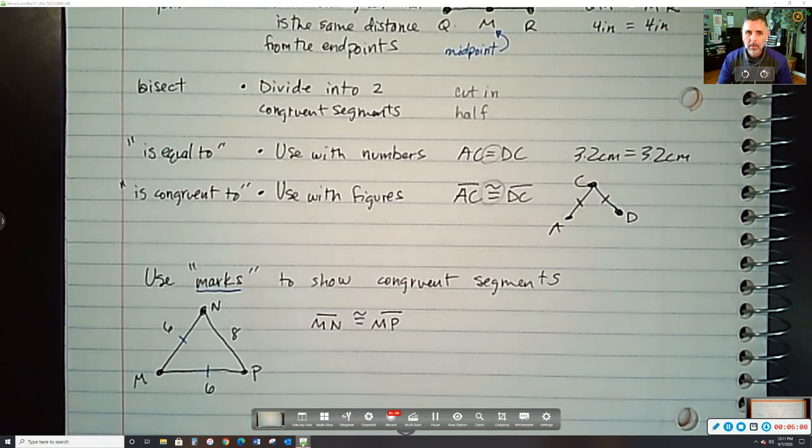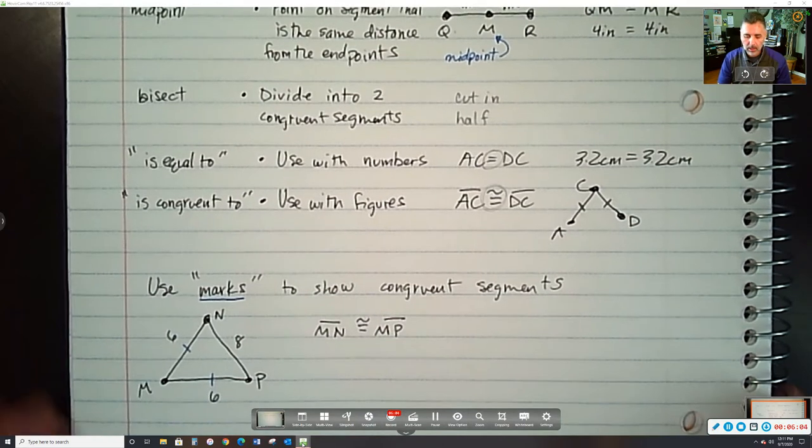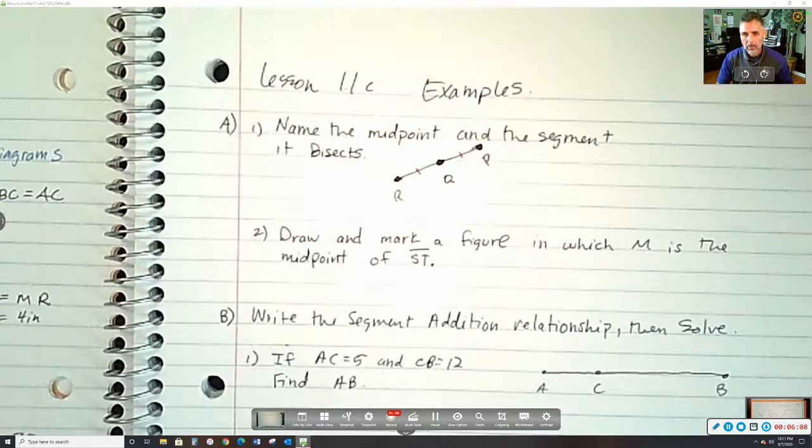Okay, so that's all definitions. Let's turn this over and do some examples.